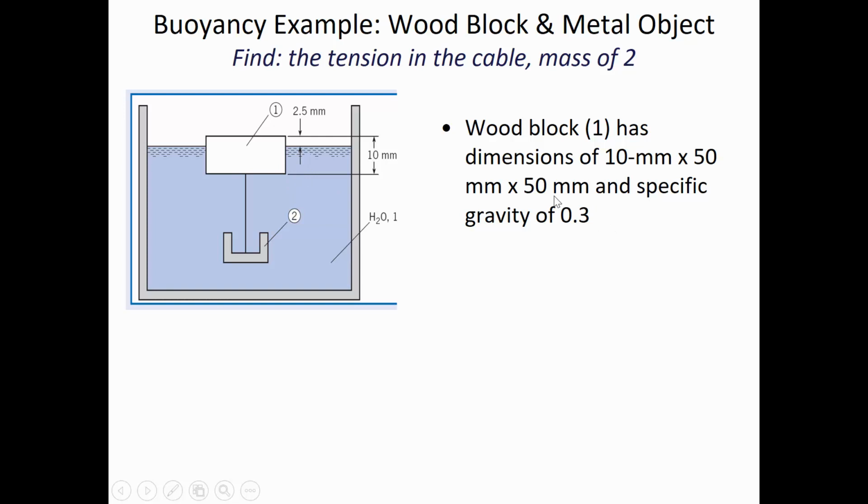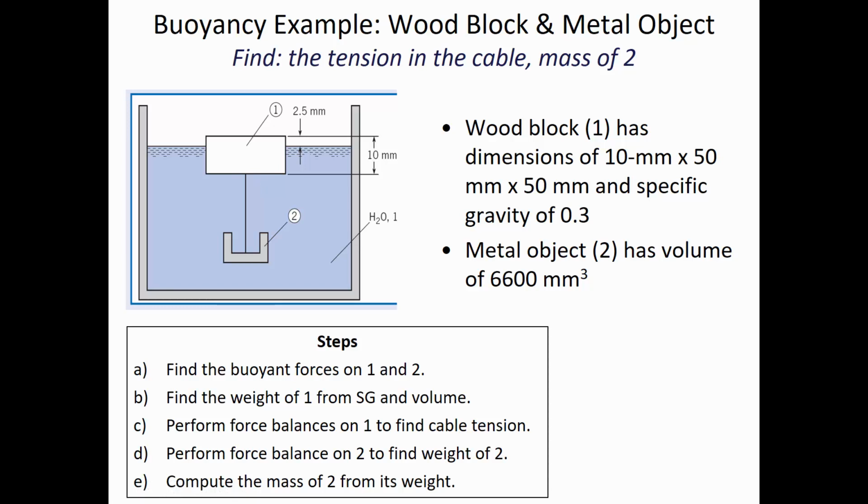And the wooden block has a specific gravity of 0.3. And then the information that we have about this metal object is only its volume. We don't know anything other than that. But based on the way it's floating, we'll be able to calculate the mass of that object. So here's the steps I'd like you to follow. First of all, calculate the buoyant forces.